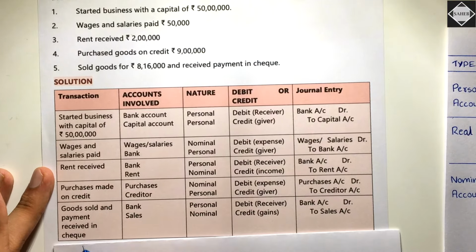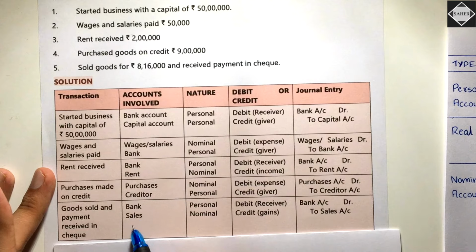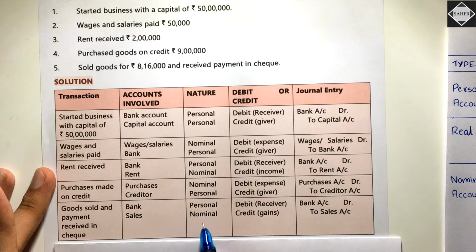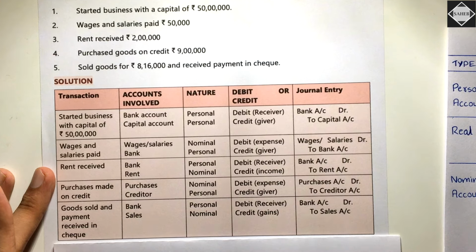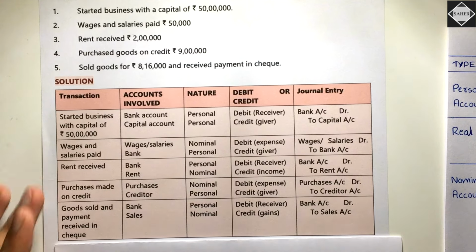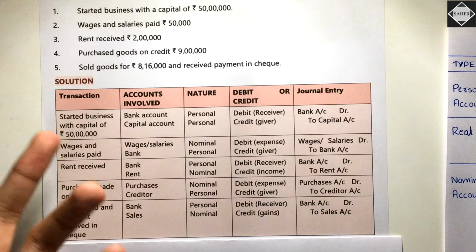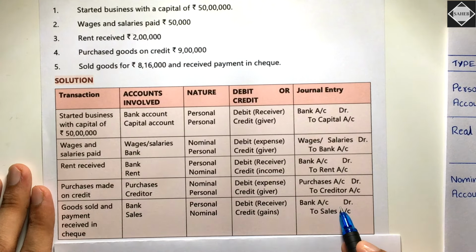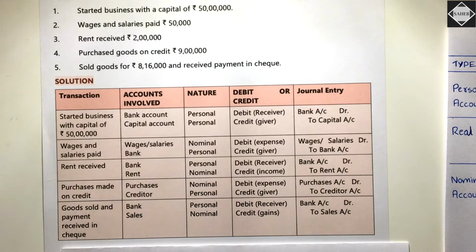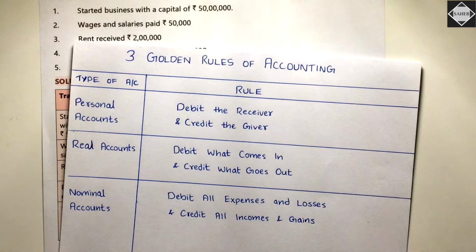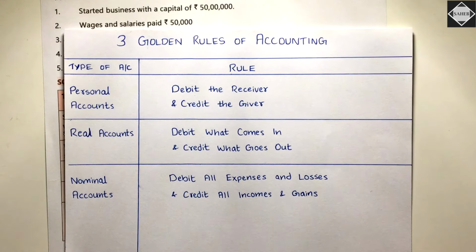See here. Goods sold and payment received in check. Two accounts are involved, bank and sales account. Bank is personal, sales is nominal. Sale is income, so you will have to credit that. Okay, and then bank is the receiver. Bank has received the money, right? So bank account has to be debited. Is that clear? Simple and straightforward. Okay, this was the practical example which we solved according to the golden rules of debit and credit. Really simple and straightforward.